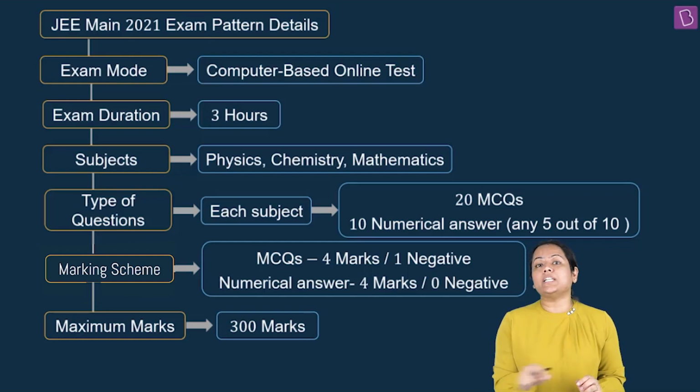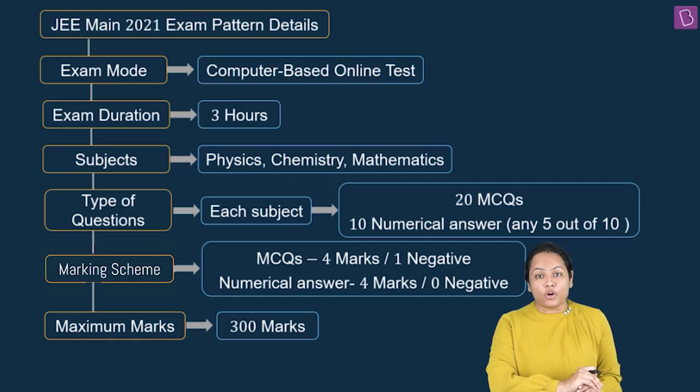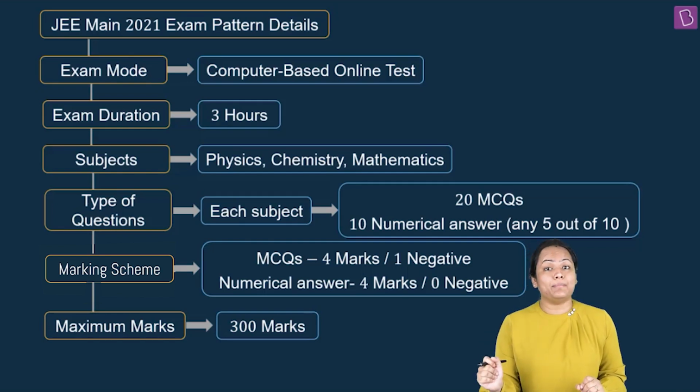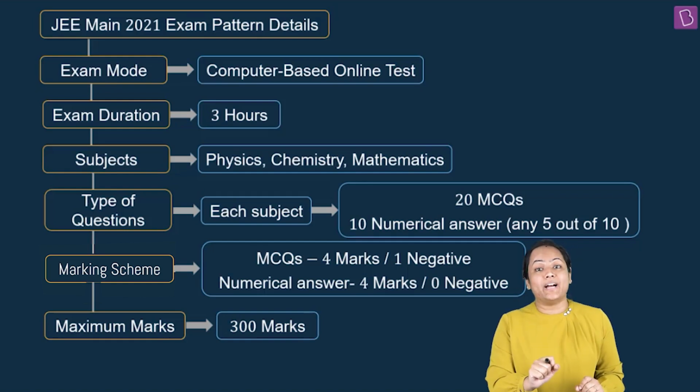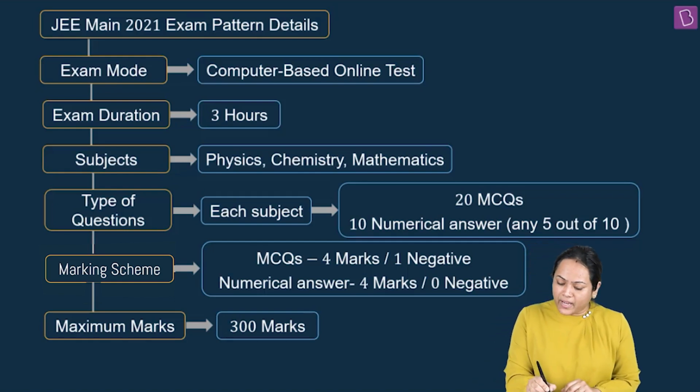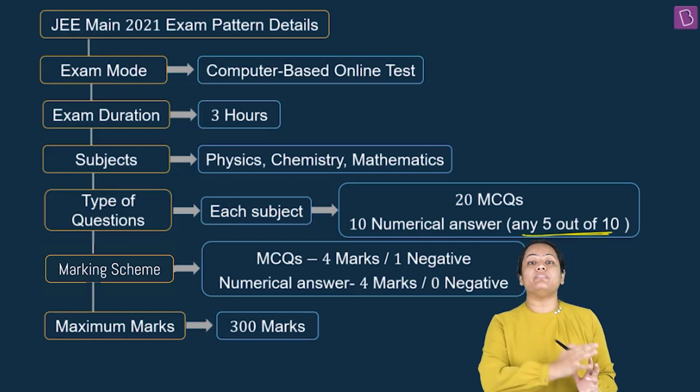In those 30 questions for each subject, 20 questions were multiple choice with a single option correct, but 10 questions were of numerical answer type. And in those 10 questions, you have to attempt only 5. This was the first time NTA has made a paper in which there was a choice. They gave a choice in the numerical answer type. Only 5 have to be attempted out of 10 questions.